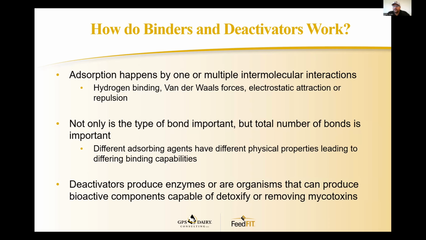If we have 10 molecules of a mycotoxin, but we only have one binding site, well, it's not going to do very well. We only got 10% of it. So making sure that we have multiple binding sites, multiple different areas for these toxins to bind. These deactivators, or these microorganisms and enzymes, work in a different way. They're able to produce enzymes, or they're organisms that can produce some type of a metabolite or a bioactive component that's able to detoxify and remove these mycotoxins from the intestinal tract, or bind them up and carry them out through excretion in the feces.